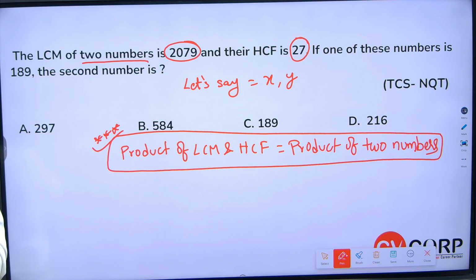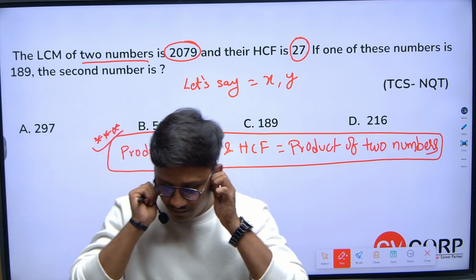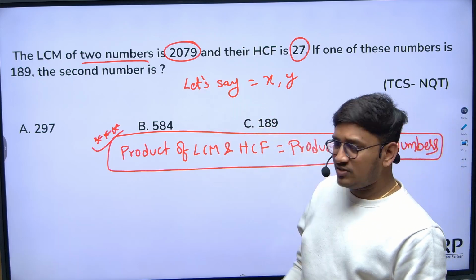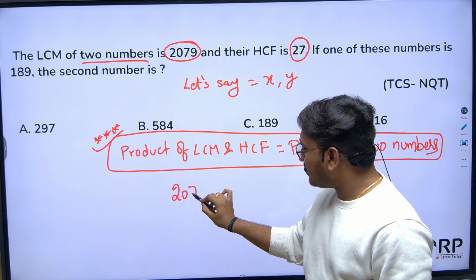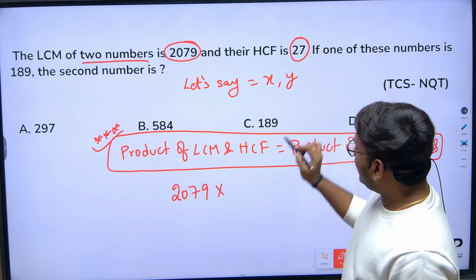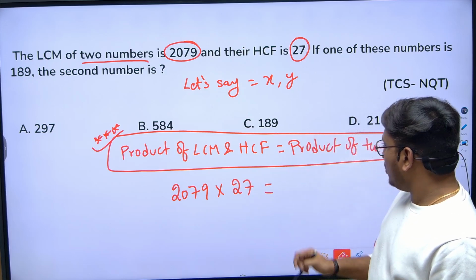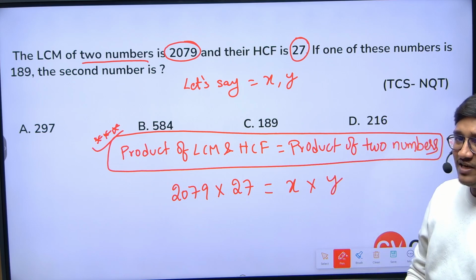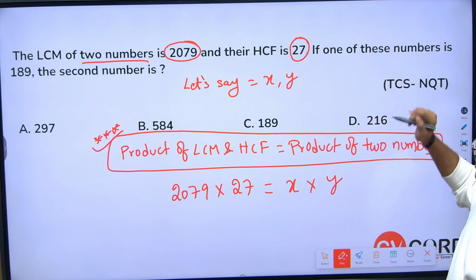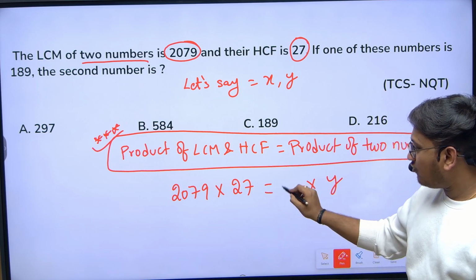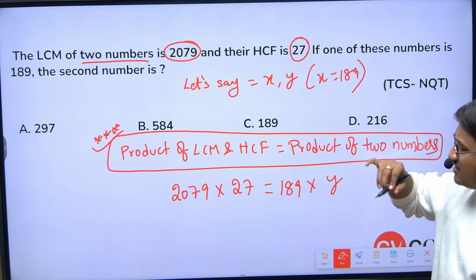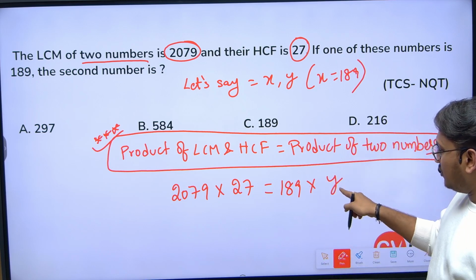Already I got a few answers. Somebody posted 216 and 297. Okay, let's say the product of LCM and HCF. The LCM of the two numbers is 2079 into the HCF value, 27, is equal to the product of two numbers. The product of two numbers means x into y, right? But here we already know that out of the two numbers, one is 189. So x is equal to 189. One number is given, either it can be x or y. So they are asking you to find the value of y.